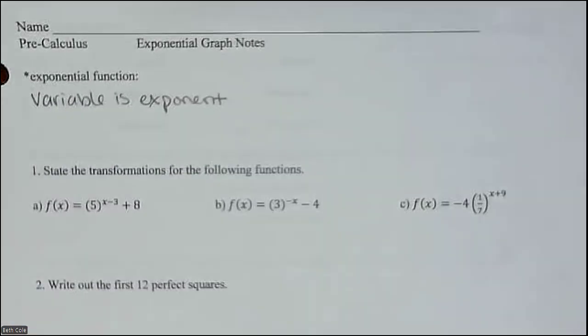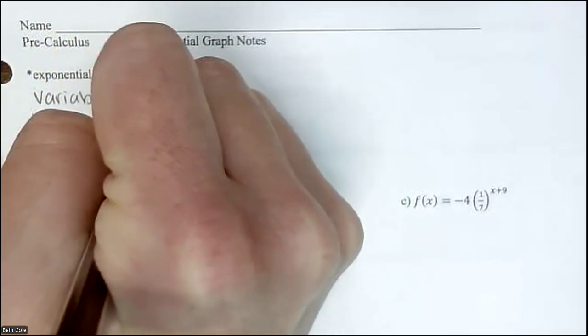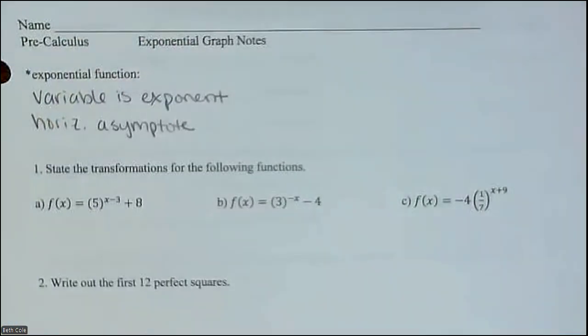What else was I going to say about that? Oh, there is a horizontal asymptote, not vertical. So exponential has the horizontal asymptote, not vertical. The graphs are very simple because they only go one direction. I call them a swoop. They're actually my favorite one. This is like one of my favorite lessons to teach. It goes up, or it goes down.